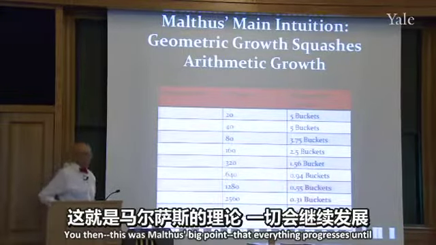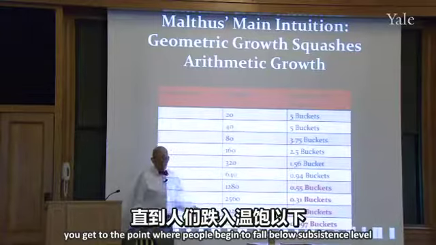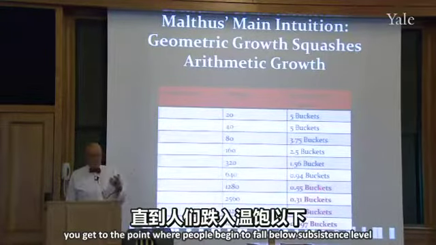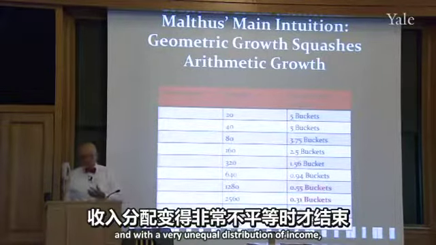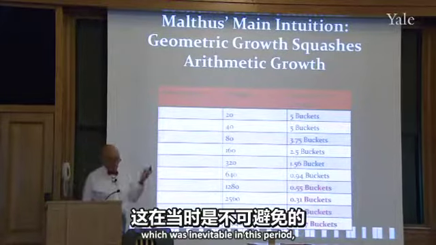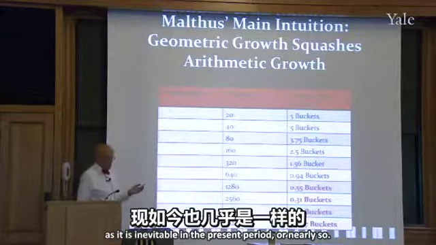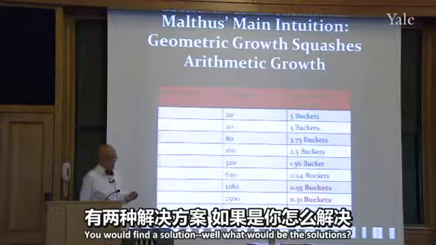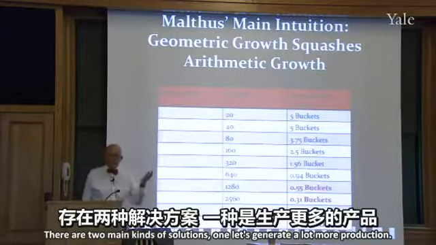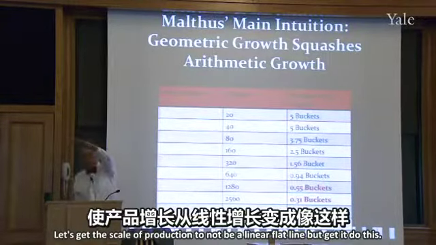You then, this was Malthus's big point, that everything progresses until you get to the point where people begin to fall below subsistence level. And with a very unequal distribution of income, which was inevitable in this period, as it is inevitable in the present period, or nearly so, you would find a solution. Well, what would be the solutions? There are two main kinds of solutions. One, let's generate a lot more production. Let's get the scale of production to not be a linear flat line, but get it to do this.